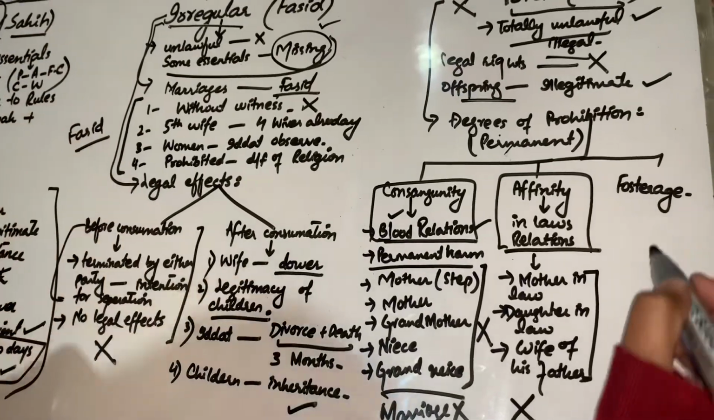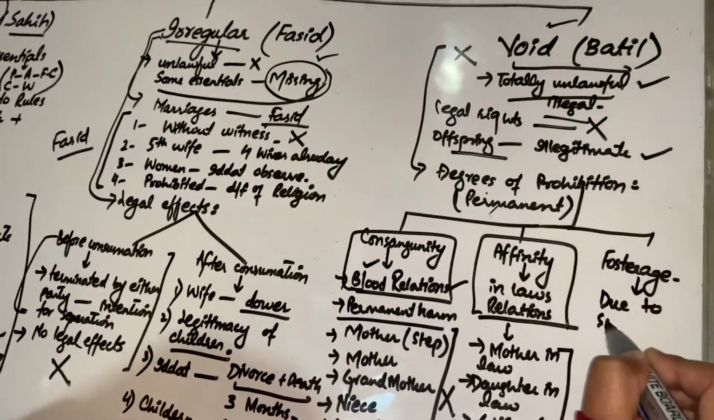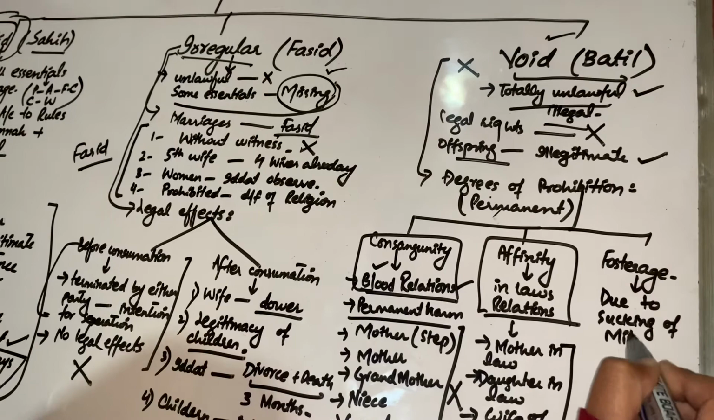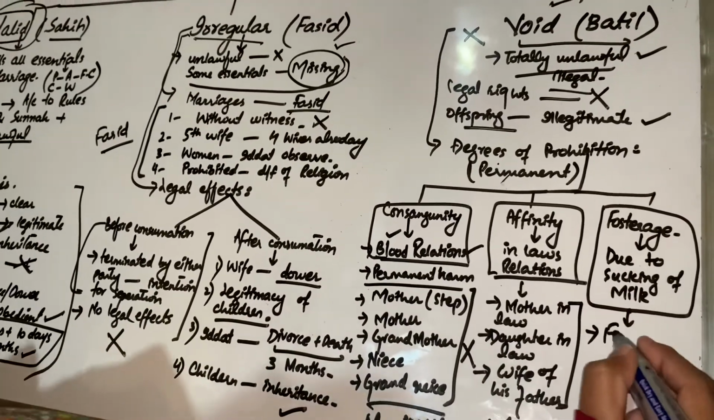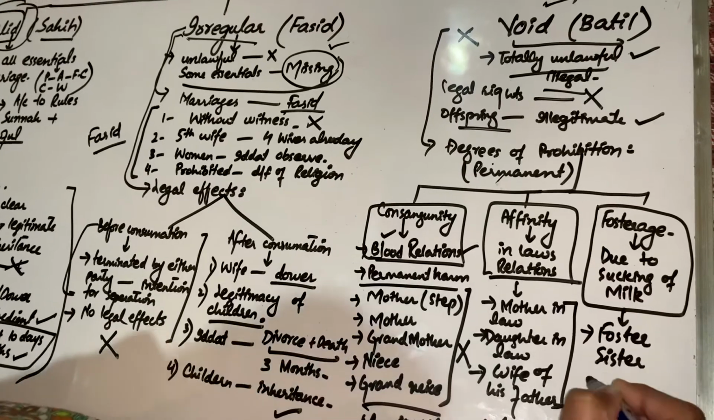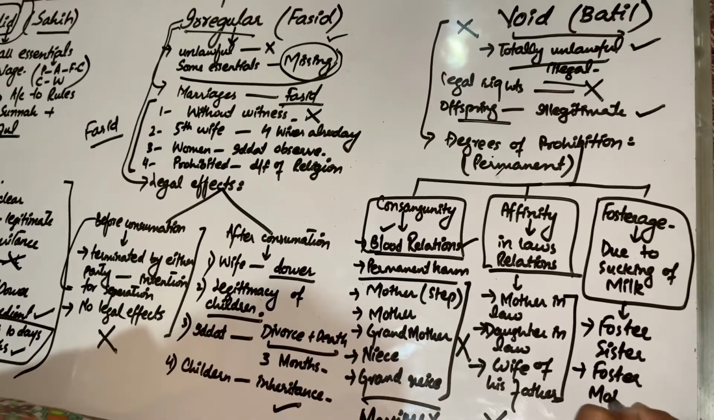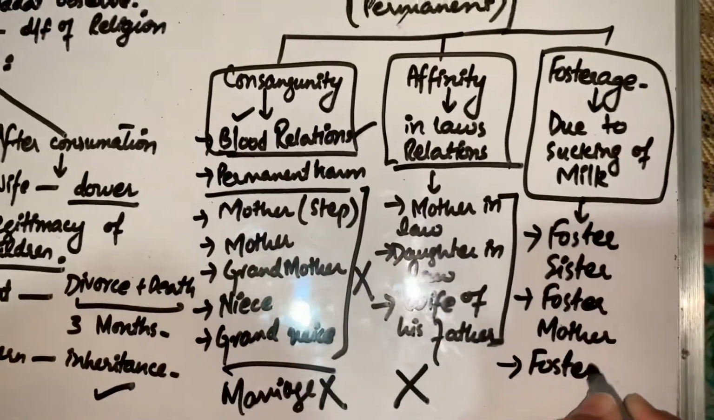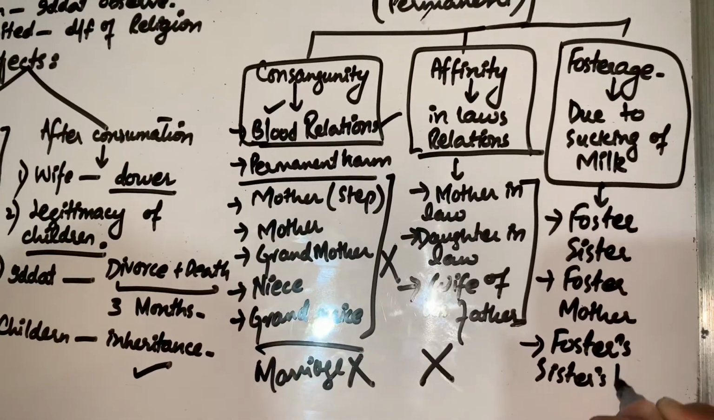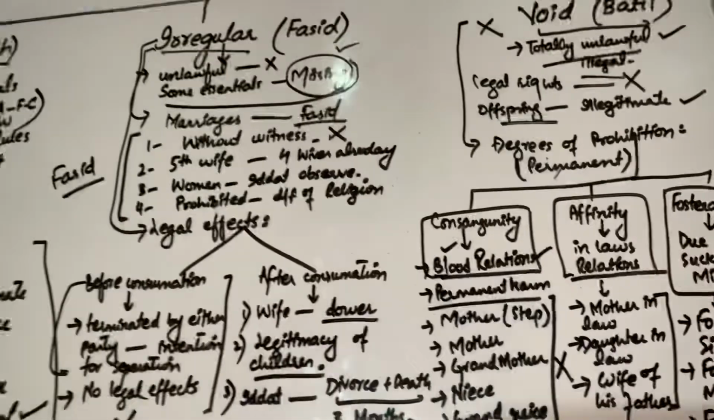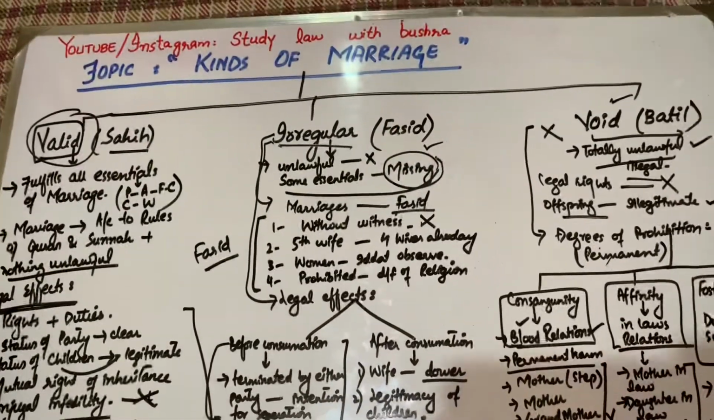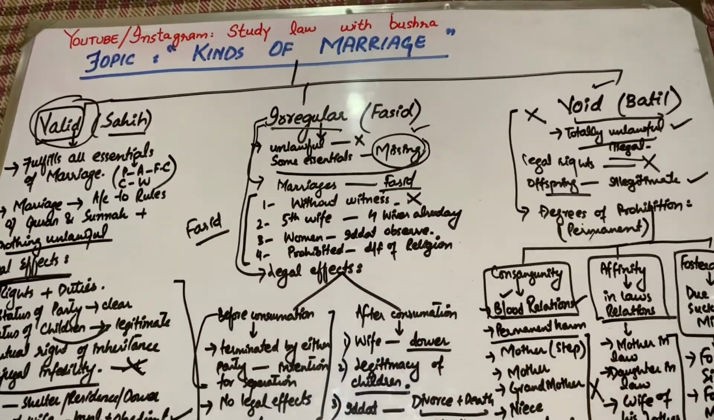The last one is fosterage. Fosterage means the relationship due to sucking of milk. So in Sunni law, there are some exceptions. A man cannot marry his foster sister, foster mother, or foster sister's mother. So it is haram for him to marry these kinds of relationships. So that's all about the kinds of marriage.